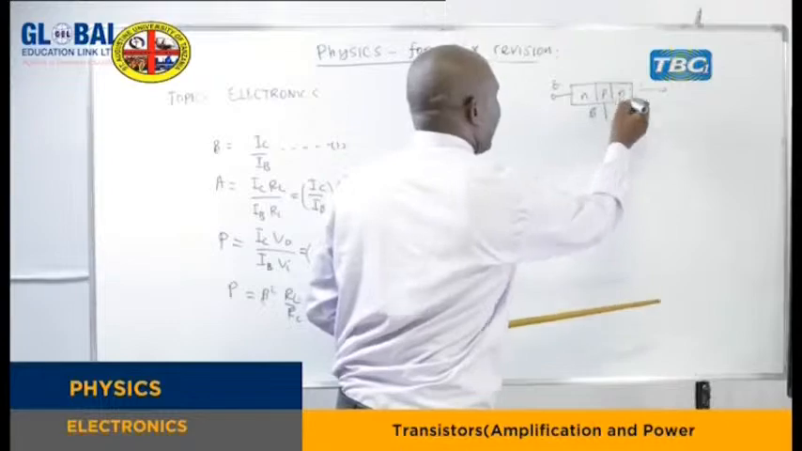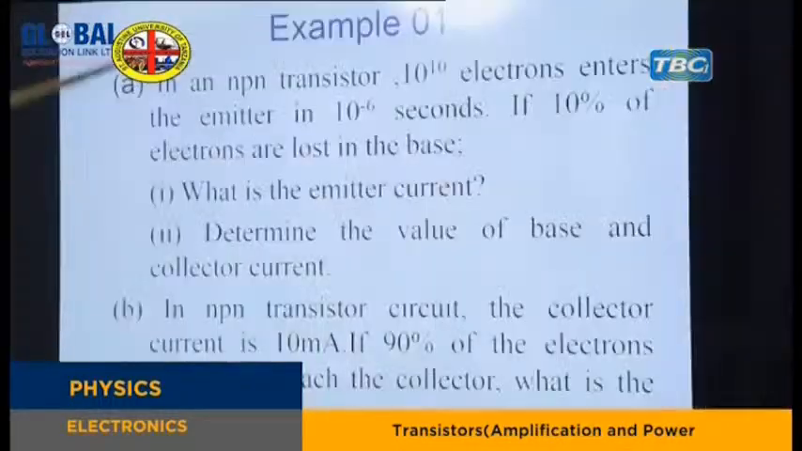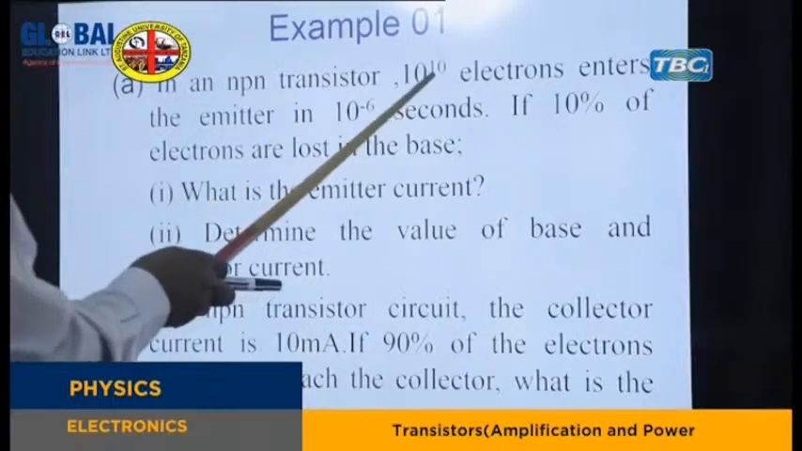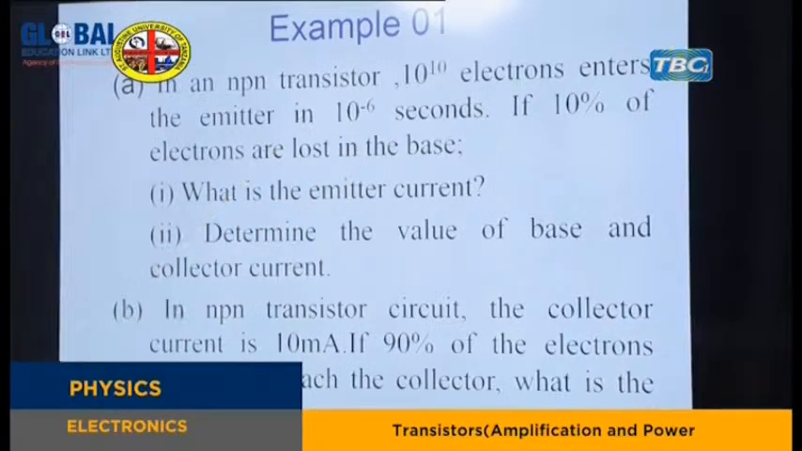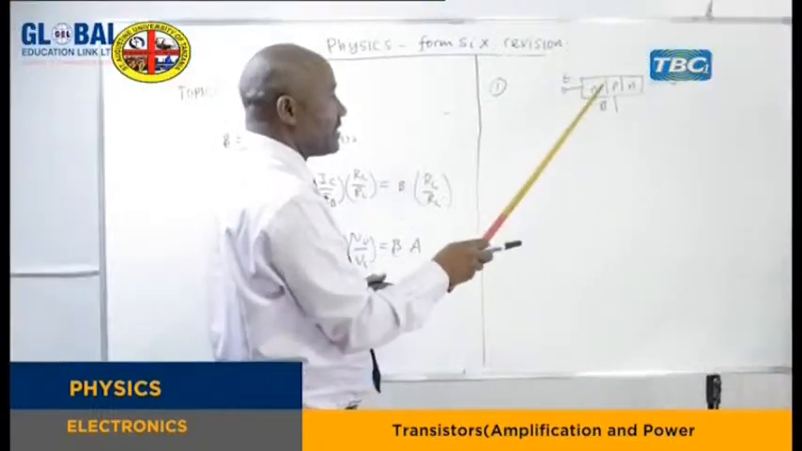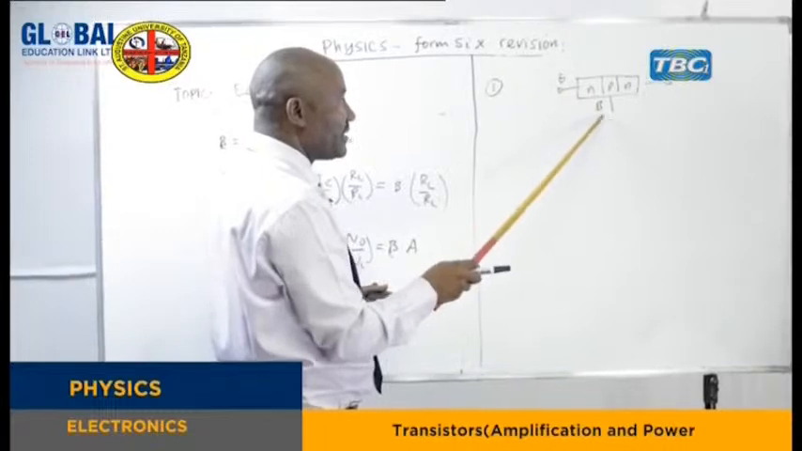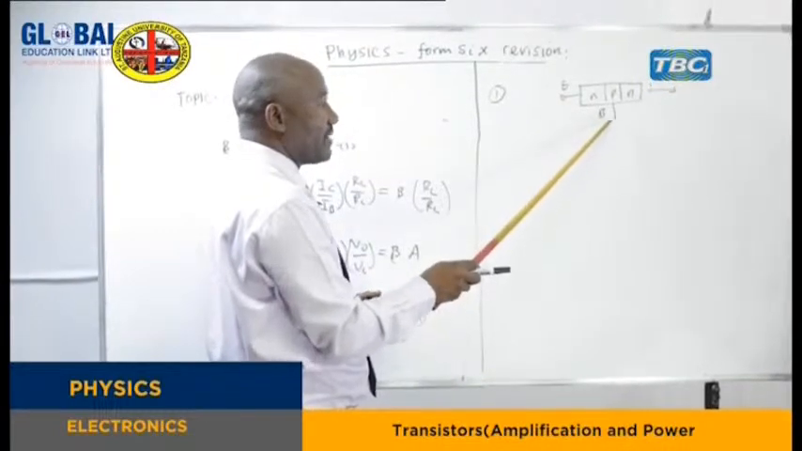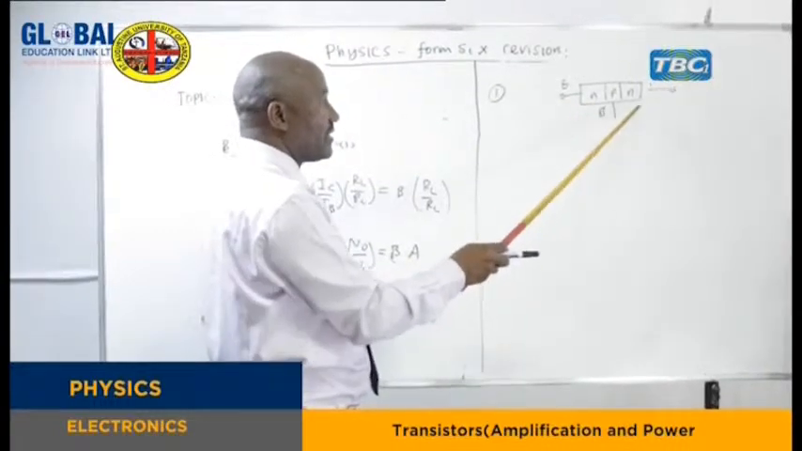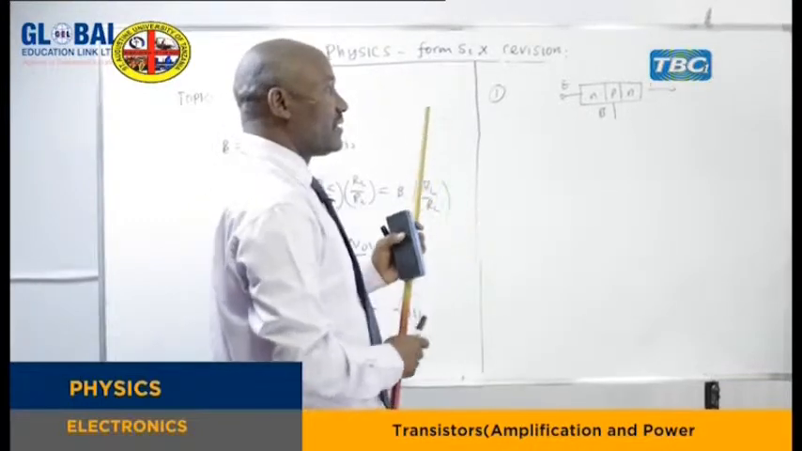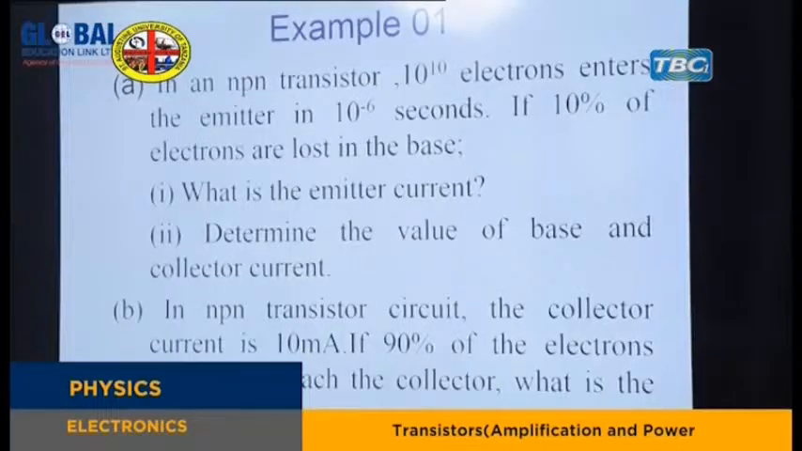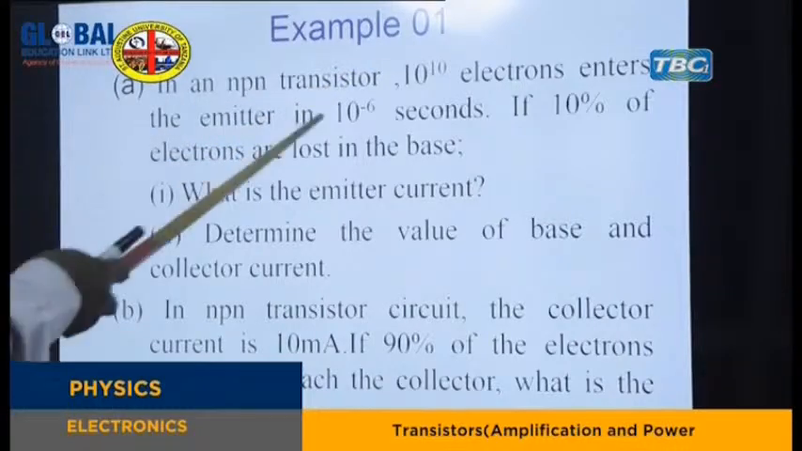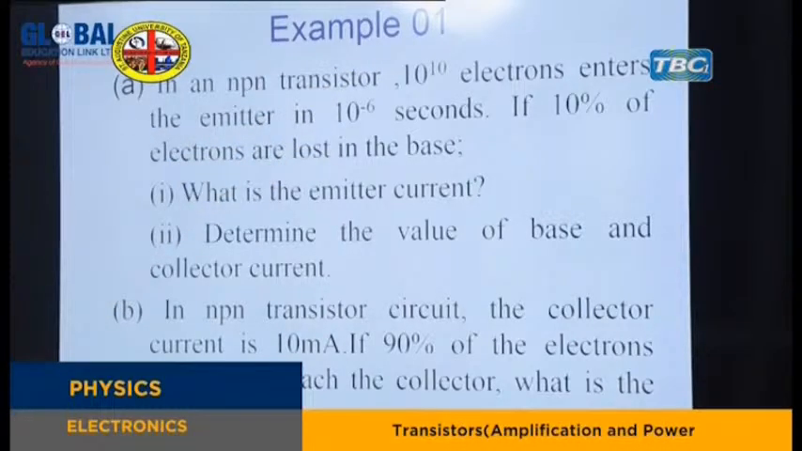And it means that 10 power 10 electrons enter the emitter here. Of course, we remember this kind of connection. How many electrons will be entering here depends on the connection of the power supply. I will remember forward bias, reverse bias. So we have the number of electrons entering the emitter given as 10 power 10 in 10 power negative 6 seconds.